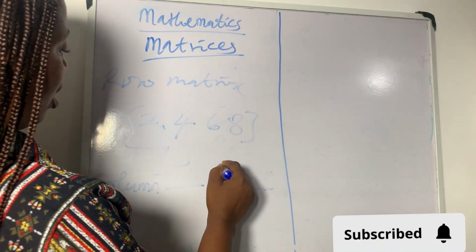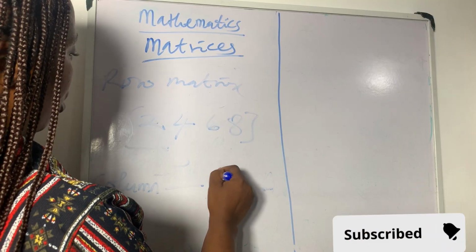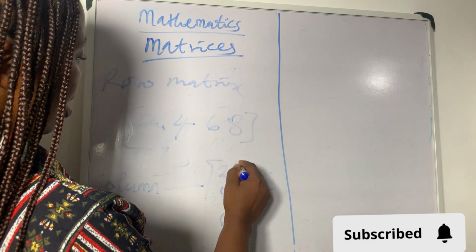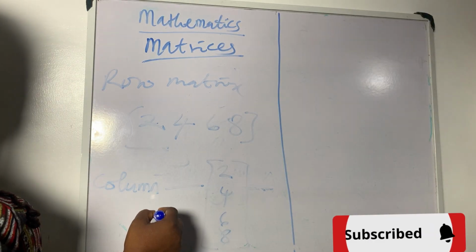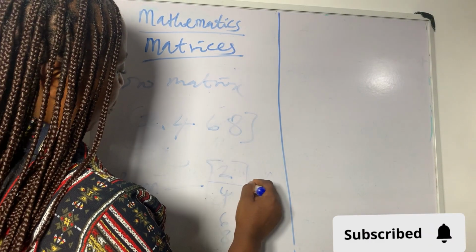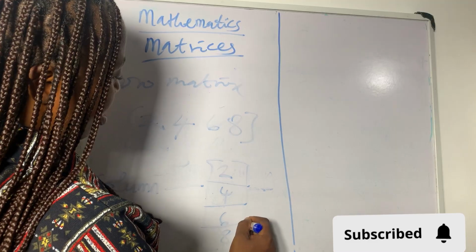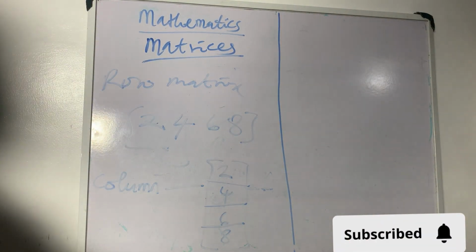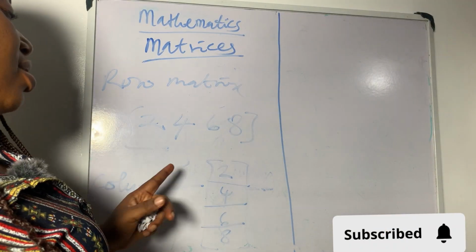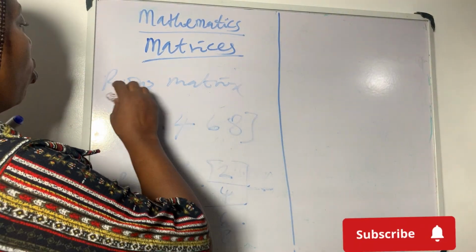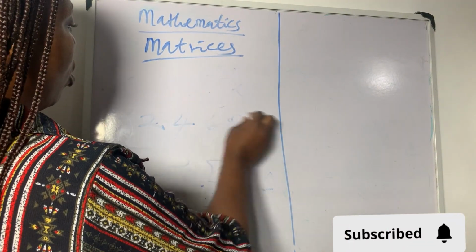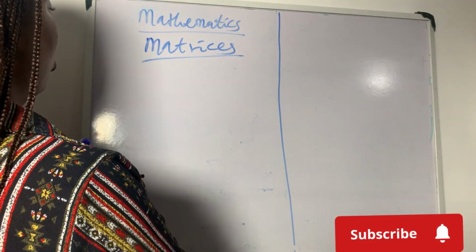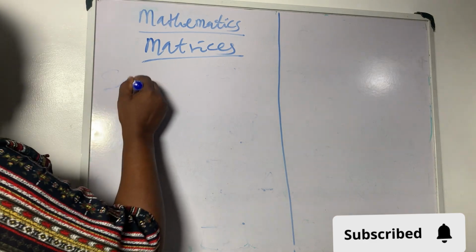Column matrix contains only one column. A column matrix can have many number of rows, as you can see here. But one key thing you should know about column matrix is that it is a matrix that contains only one column. Another type of matrix you should know is square matrix.